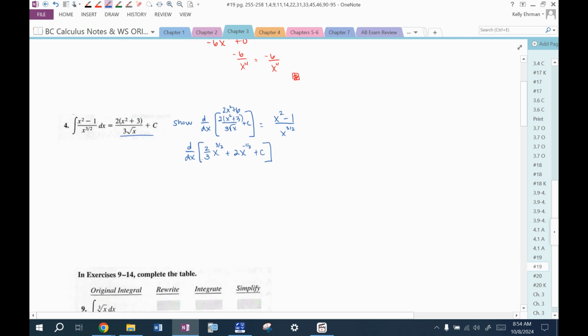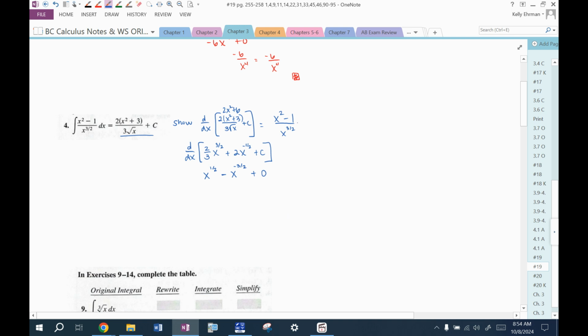Okay, and then take the derivative. So 2/3 times 3 halves is 1. X to the subtract 1, or subtract 2 over 2, so x to the 1 half. Minus 2 times negative 1 half, that's why I put a minus there, is 1. X to the subtract 1, negative 3 halves. Derivative of c, a constant, is just 0.